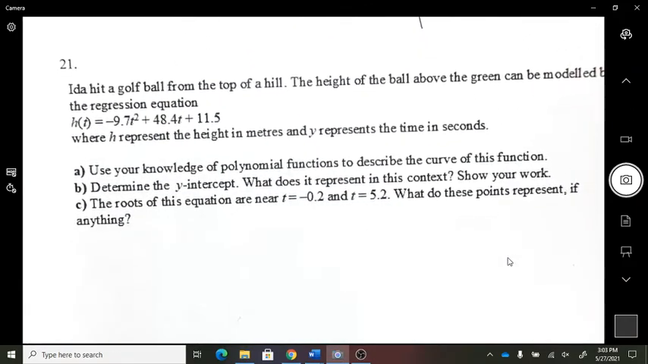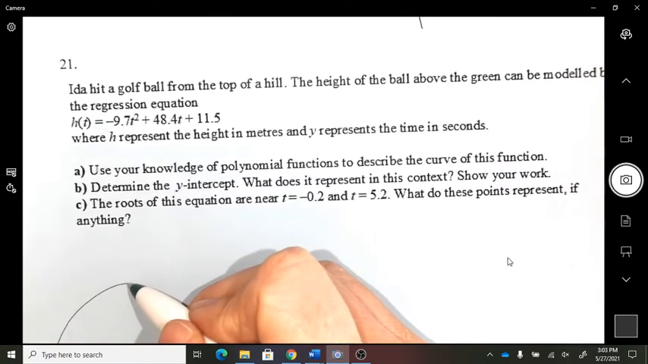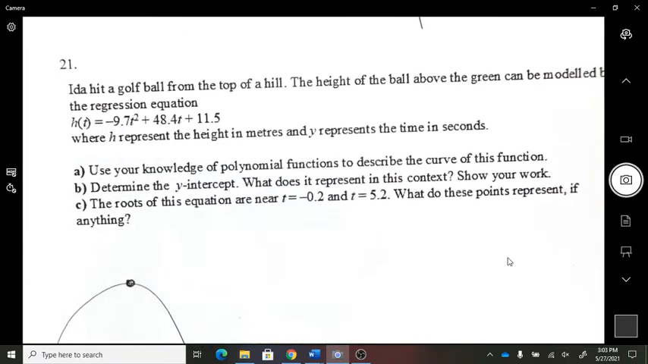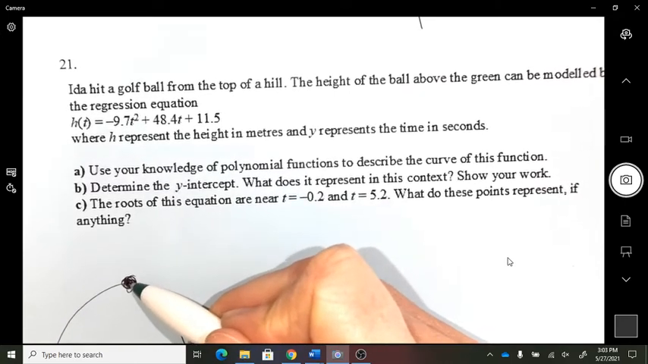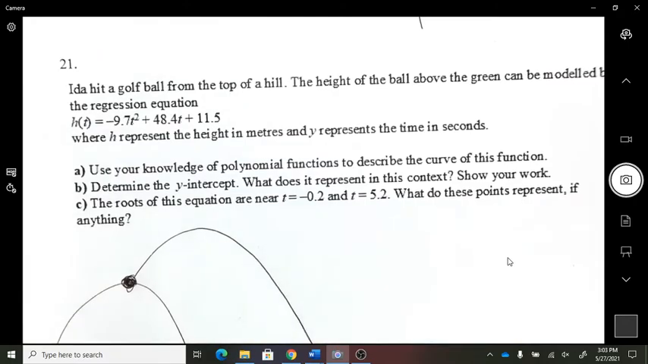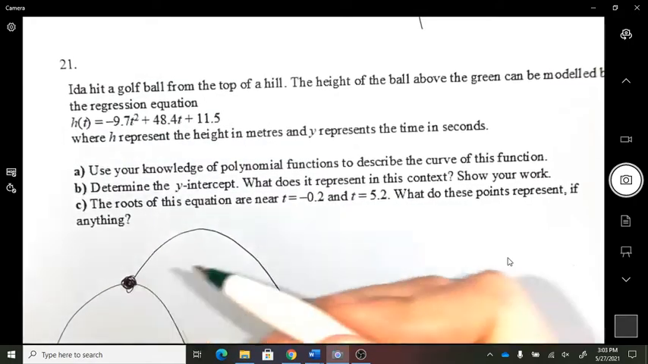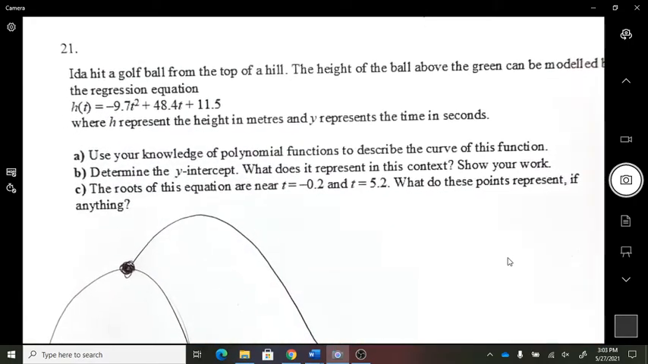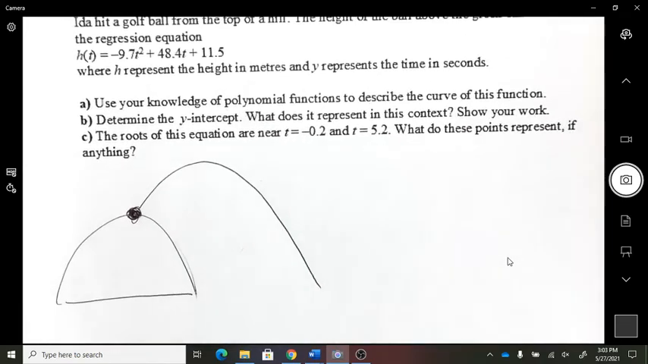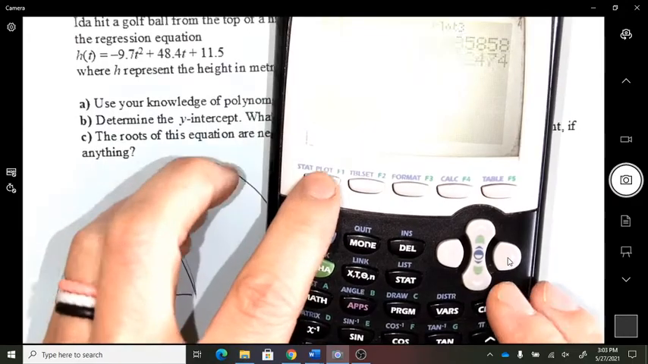Okay. Ida hits a golf ball from the top of a hill. So if you think about the situation, you're on the top of a hill. What's going to happen when you hit it? It's going to go how? When you hit a golf ball, what usually should happen, not when I hit, but it goes up and then it should fall down, right? Okay, so let's put that equation in and see if it kind of resembles our idea.